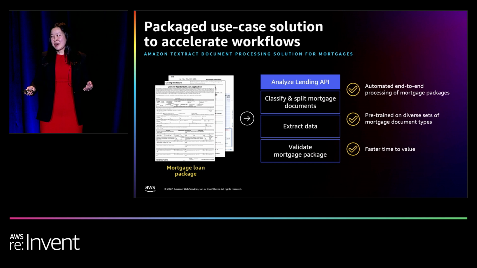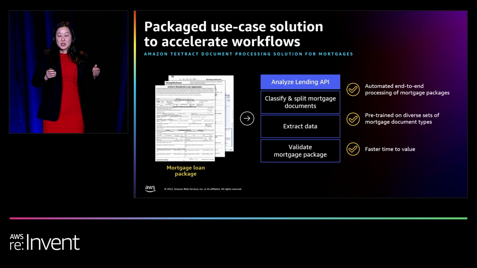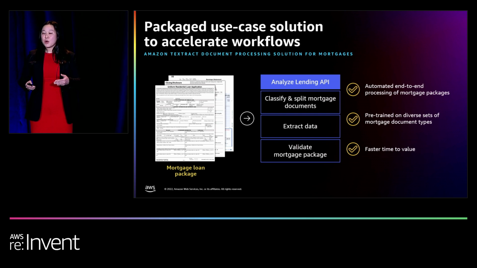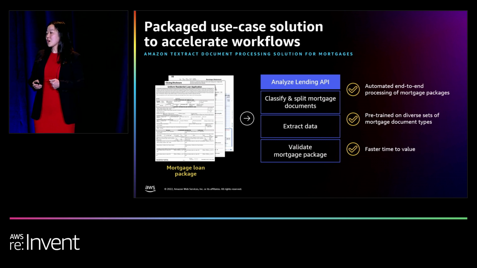So I'm excited to share about Analyze Lending API from Amazon Textract, which is a new feature that we launched here just this week at re:Invent. Analyze Lending enables customers to automate their data extraction workflow end-to-end. You simply upload a multi-hundred or even multi-thousand page loan package, and Analyze Lending API will classify each page. It will split it along its document boundary by document type. It will route it to the appropriate machine learning model so that you get the data extraction that you want from that relevant document type.